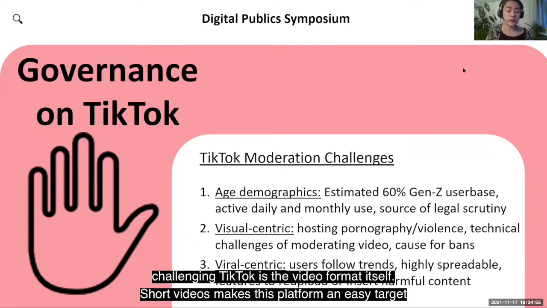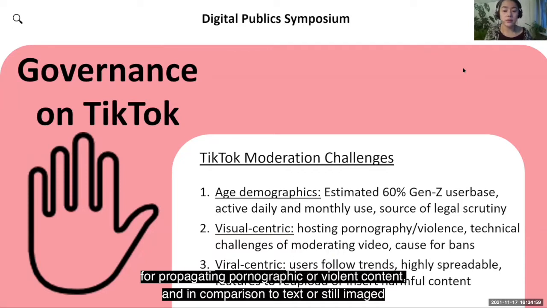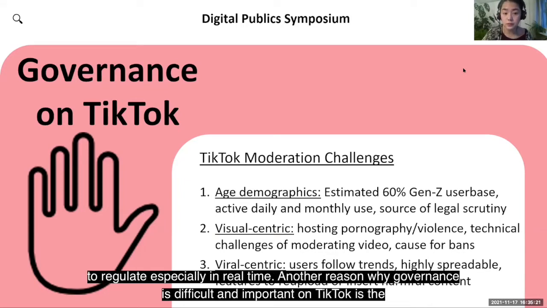And the second factor contributing to the governance challenge on TikTok is the video format itself. Short videos make this platform an easy target for propagating pornographic or violent content. And in comparison to text-rich or still image-based content, to monitor and to moderate video content is more technically demanding. For instance, live streaming, a feature also commonly used on TikTok, is notoriously difficult to regulate, especially in real time.